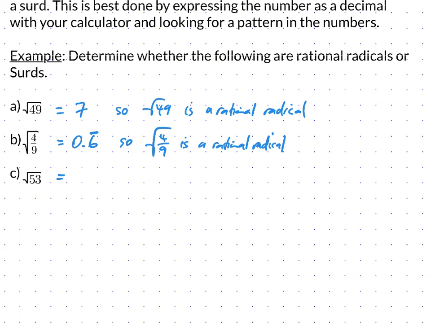But root 53, if you chuck that in the calculator, 7.280109889, etc. That goes on without repeating. So root 53 is a surd.